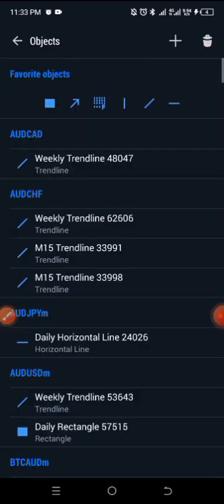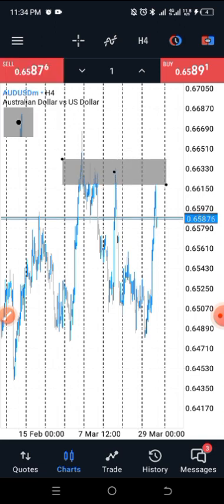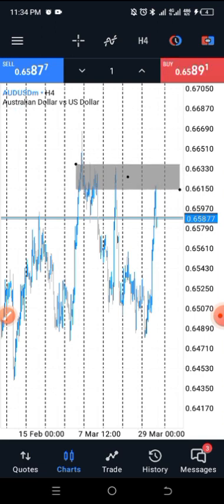So the zone covers a range or an area where the price reverses or usually reverses from. So even not exactly there, somewhere around here, that's where the zone is.